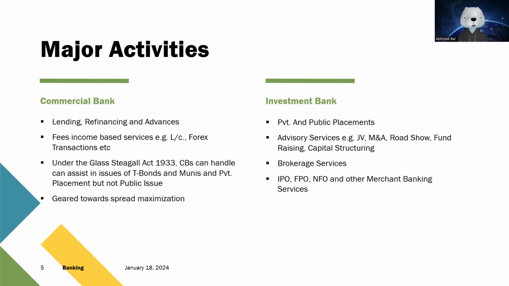As we have already discussed, a commercial bank is the one that is empowered to lend, refinance, and make advances. It also has certain fees-based income. For example, it may open a letter of credit on behalf of a customer in a foreign land. It can also facilitate forex transactions. So these are fees-based income, other than the interest rate margin that the bank actually derives its revenue from.